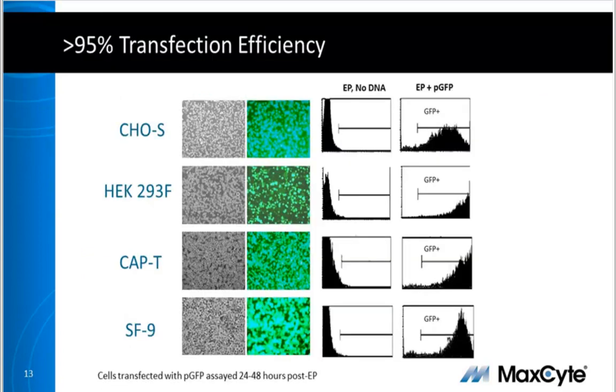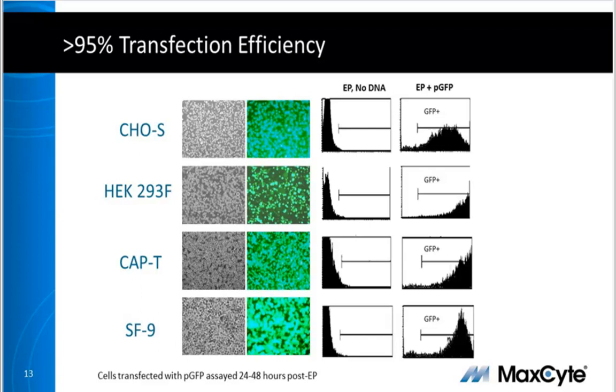Here I'm showing you images of cells that we transfected with a GFP expression plasmid using the Maxcyte STX to give you a visual representation of the high levels of transfection efficiency and viability that can be achieved using Maxcyte electroporation. In this slide, I've specifically chosen cells that are used for bioproduction, including CHO cells, in which we routinely see greater than 95% transfection efficiency and cell viability.